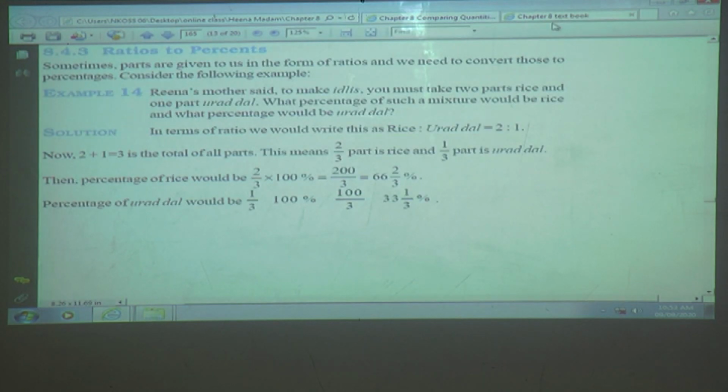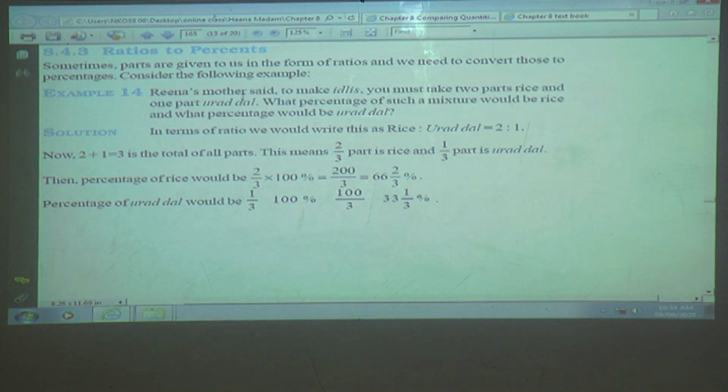We will see some new relationships between ratios and percent. We will have some examples, then we will go through some exercises. Here, ratio to percent. Sometimes the parts are given to us in the form of ratios, and we need to convert them to a percentage. Consider the following examples.